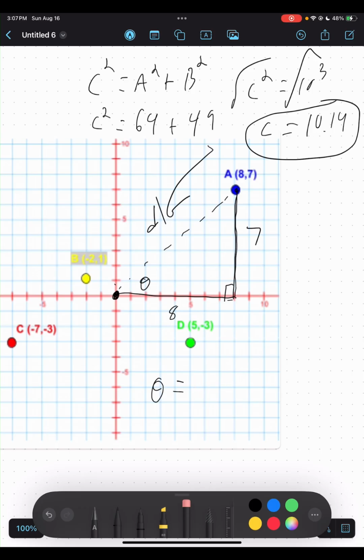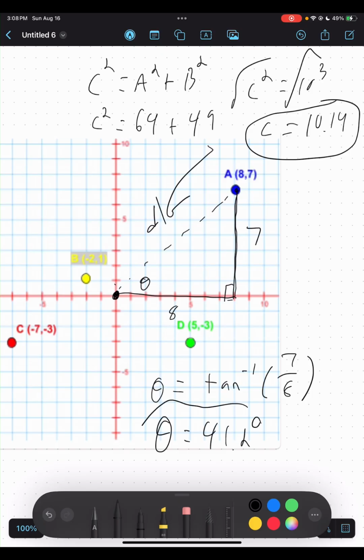The inverse tangent of opposite over adjacent. The opposite is 7, the adjacent is 8. And if you put tangent to the negative first of 7/8 into a calculator, it will tell you about 0.71 radians, or about 41.2 degrees. Let's put it in degrees. And there we go.